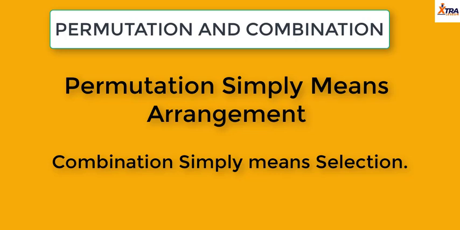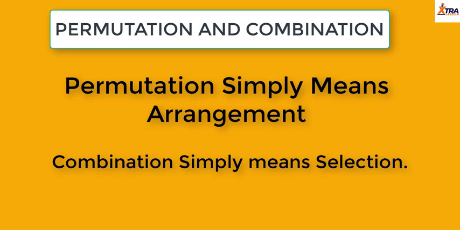That is, if I want to select a particular number of people from a total number of people, or things from a particular number of things, just selection. That's what we mean by combination. So, in short, permutation simply means arrangements, while combination simply means selection.